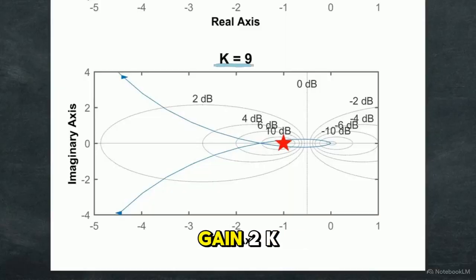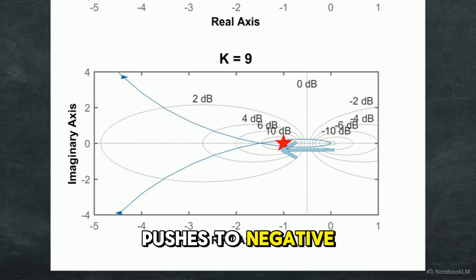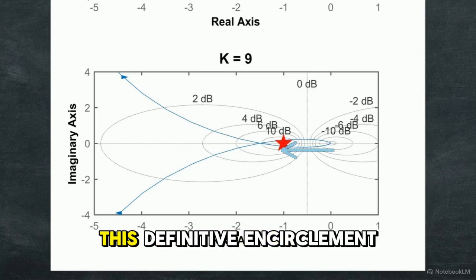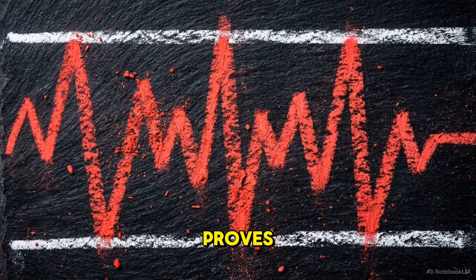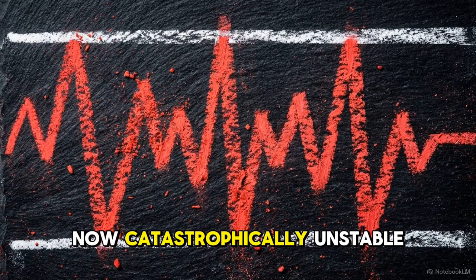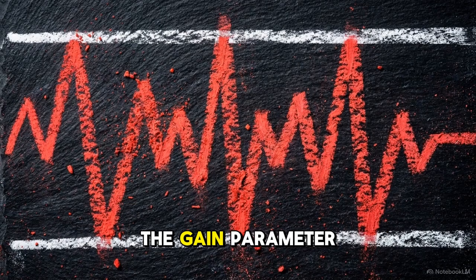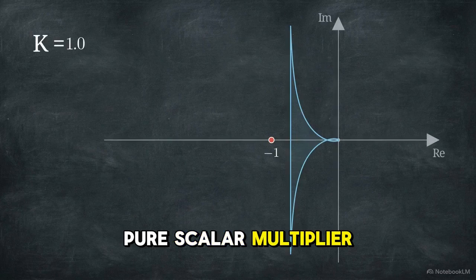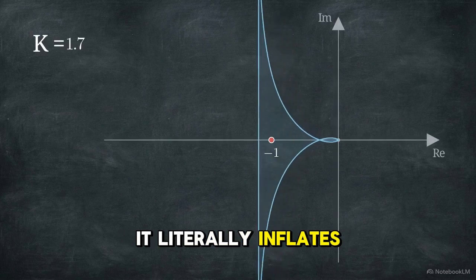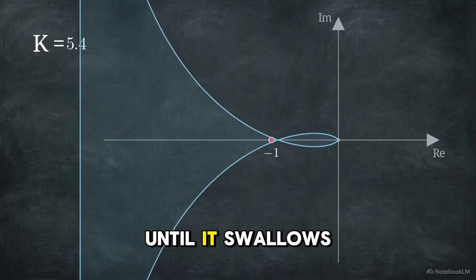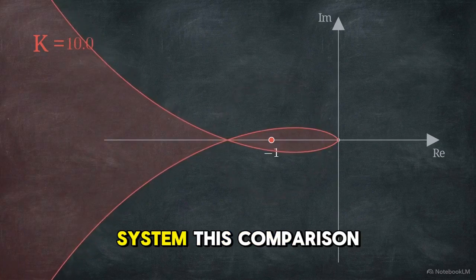Finally, we crank the gain to K equals 9 in this bottom chart. The crossing point pushes to -1.5, fully capturing the critical point inside the curve. This definitive encirclement proves the closed-loop system is now catastrophically unstable. The gain parameter acts as a pure scalar multiplier. It literally inflates the system's geometric profile until it swallows the critical point and breaks the system.